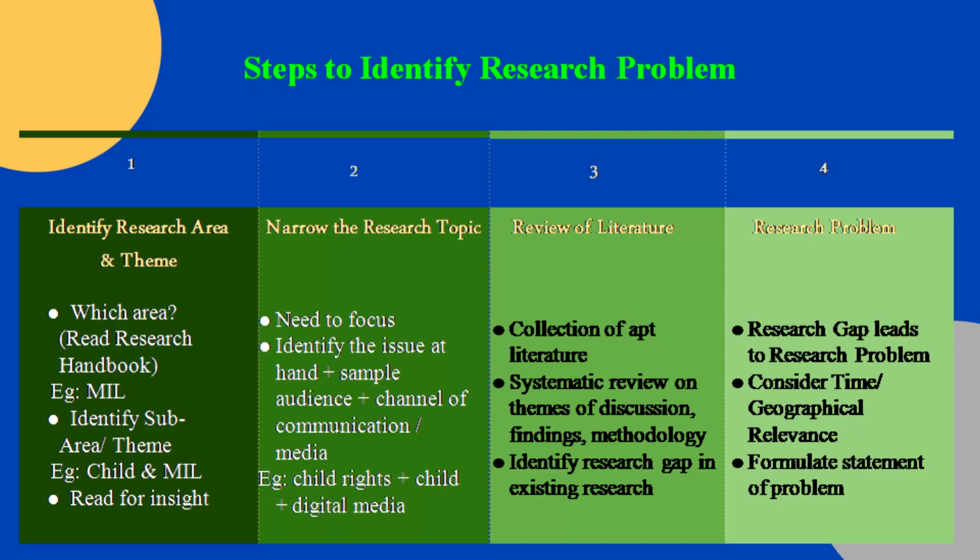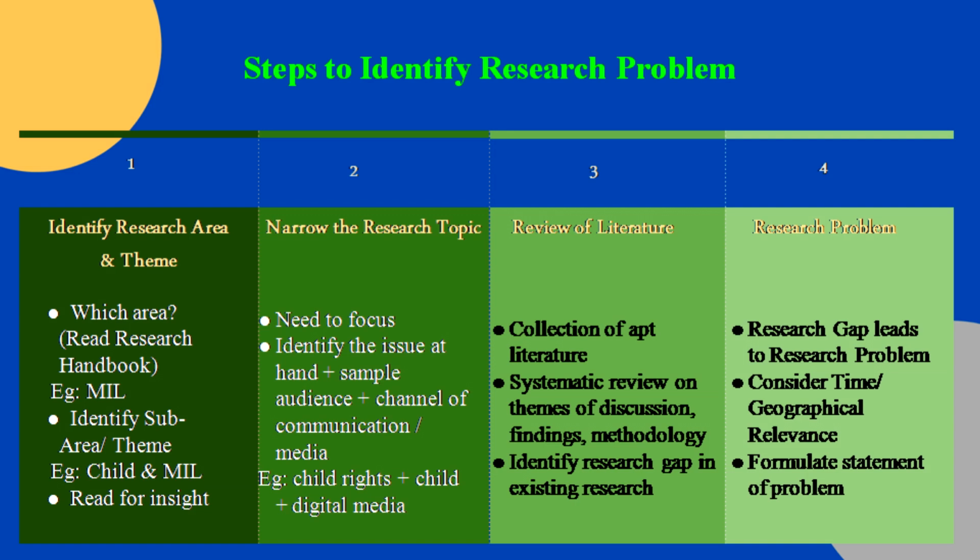See, the area we have identified is children and media literacy. From the media literacy and children perspective, we identify the topic: children, child rights and media literacy. This is the topic we have identified. Once this topic is identified, we need to know what the existing literature is, what happened in this area, what kind of research happened so far, what kind of literature is recommending, and what future course of action can be taken forward.